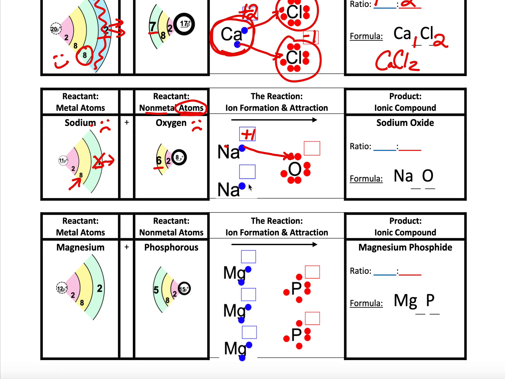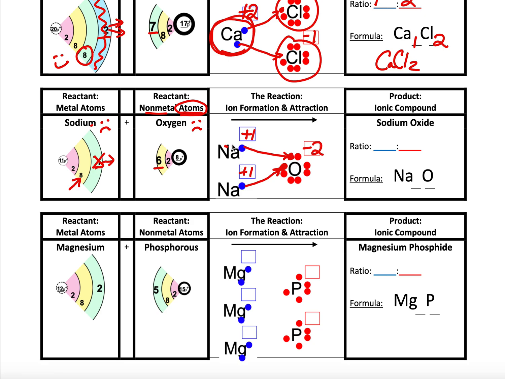So along comes sodium number 2. And sodium number 2 hands off its electron to oxygen. So sodium also becomes a +1. Every single sodium always becomes a +1 because they always get rid of one electron. And oxygen gains the 2 more negatives and becomes a -2.